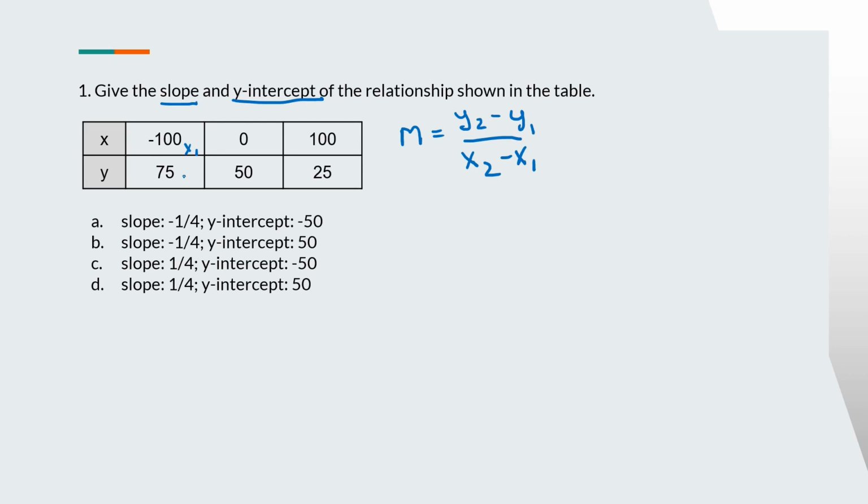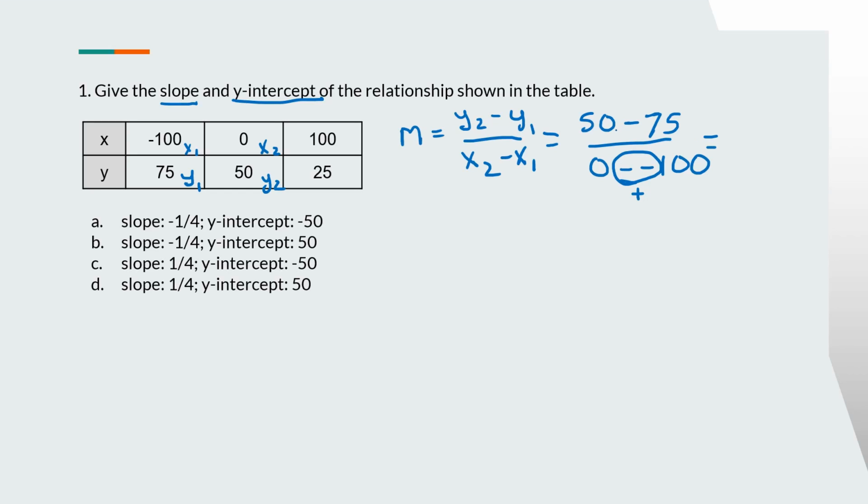So here's x1, and right here we've got y1. I can make this x2 and this y2. So now really I've got two sets of coordinates. I can use this formula. So y2 I've got is 50, y1 I have is 75, so 50 minus 75 all over x2, which is 0, minus negative 100. Make sure you keep track of it. Two minuses here become one positive.